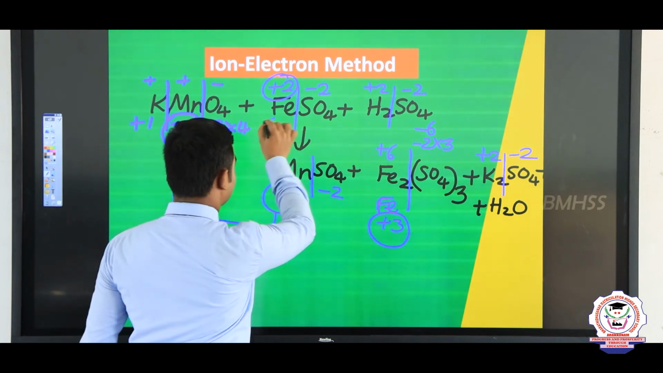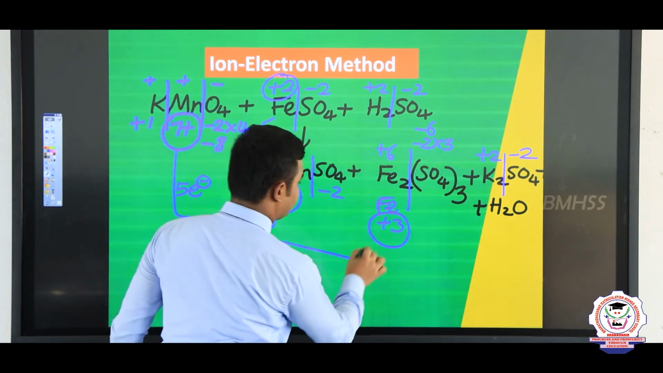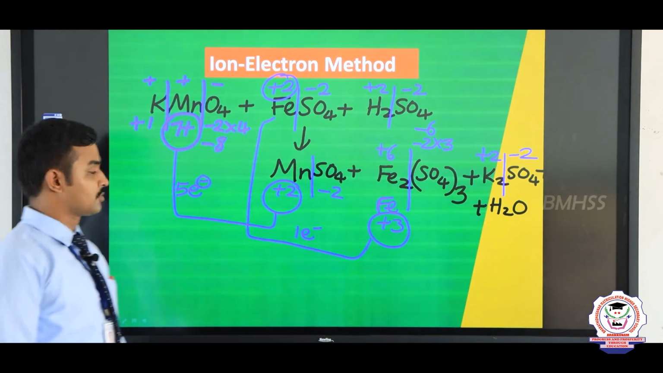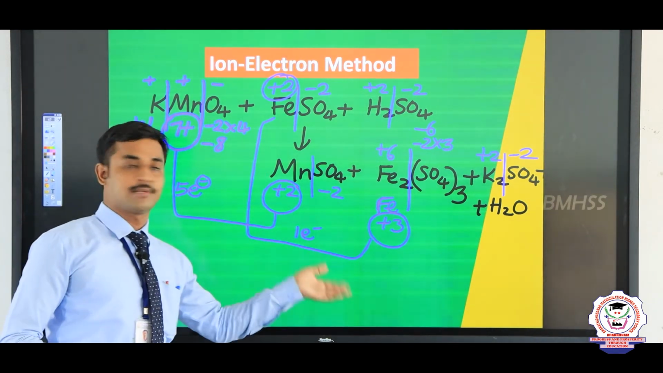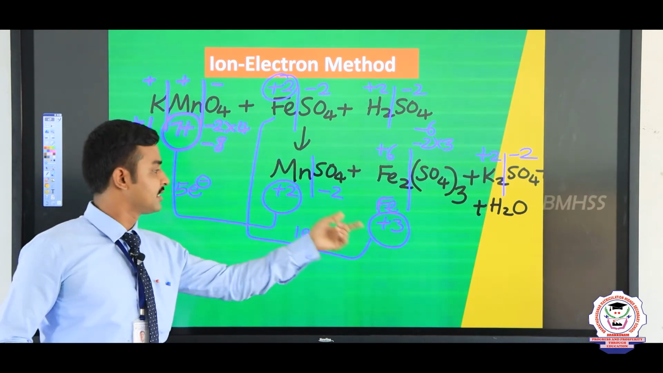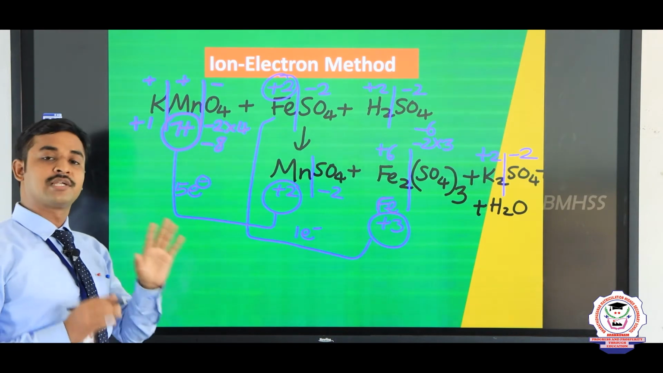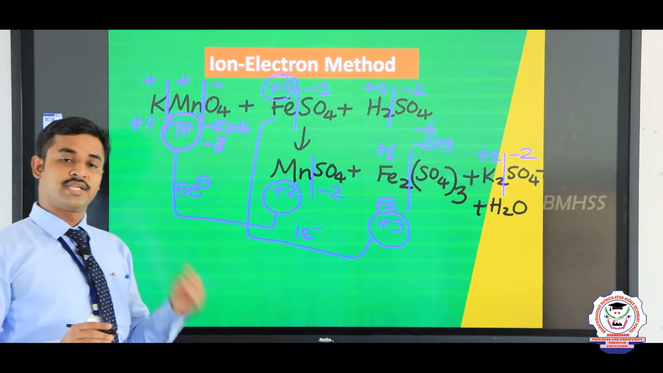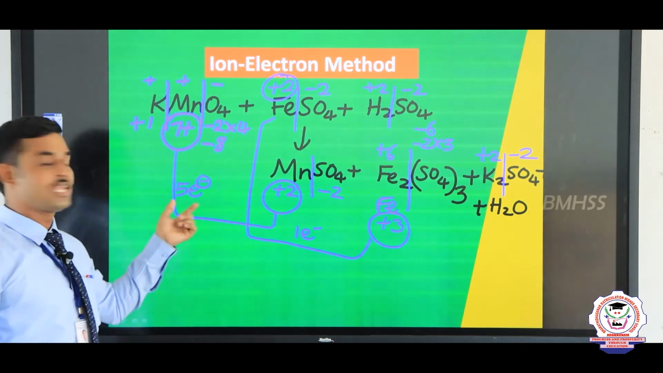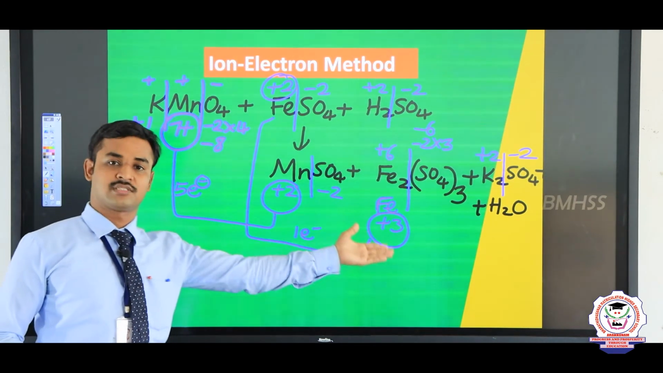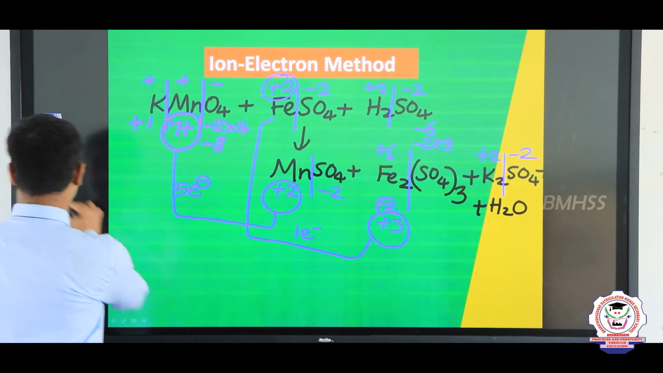+2 to +3, 1 electron is removed. So, 1 electron is donated by the Fe2+ ion, and it is converted into Fe3+. So, after concluding the oxidation states, we can get an answer as to how many electrons are transferred and how the oxidation state is changed. Let us see the next step.